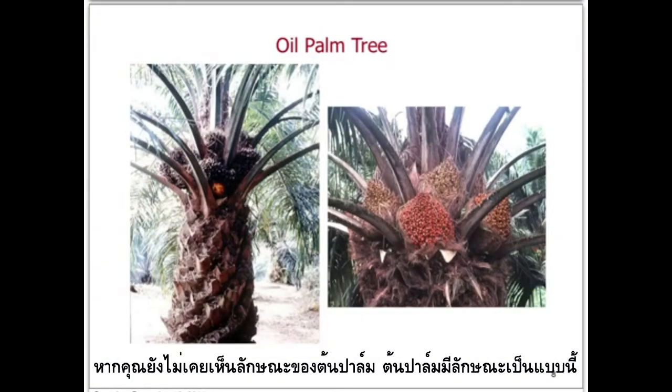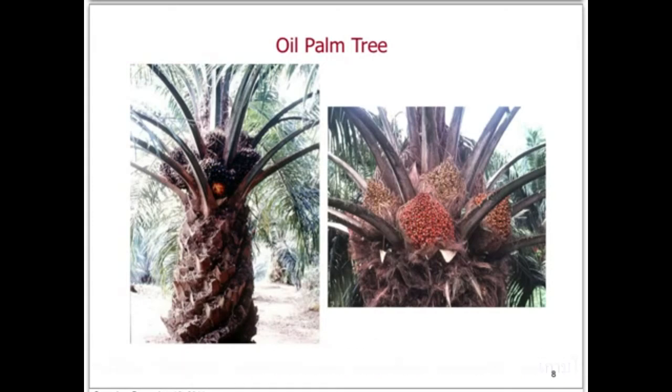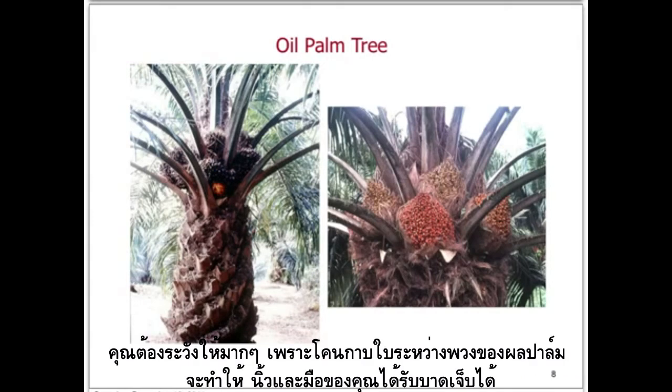And if you have not seen what the oil palm tree looks like, this is how it looks. The tree is still not very tall, so you can see the fruit bunch between the fronds like this. You have to be very careful because there is a sharp thorn between the fruit bunch. If you're not careful, you can get your fingers or your hand injured.